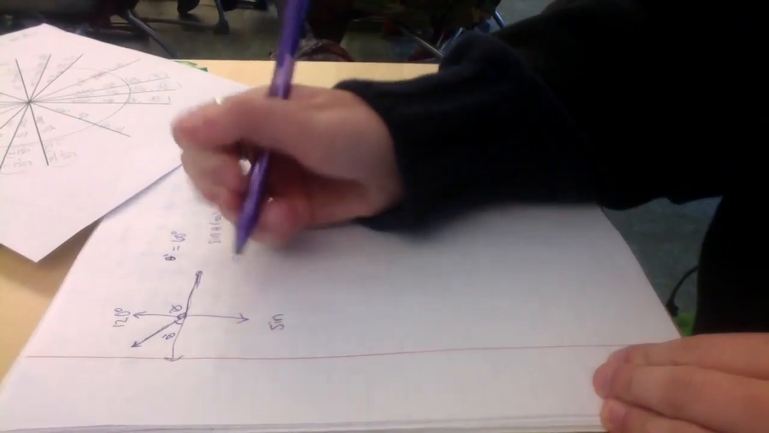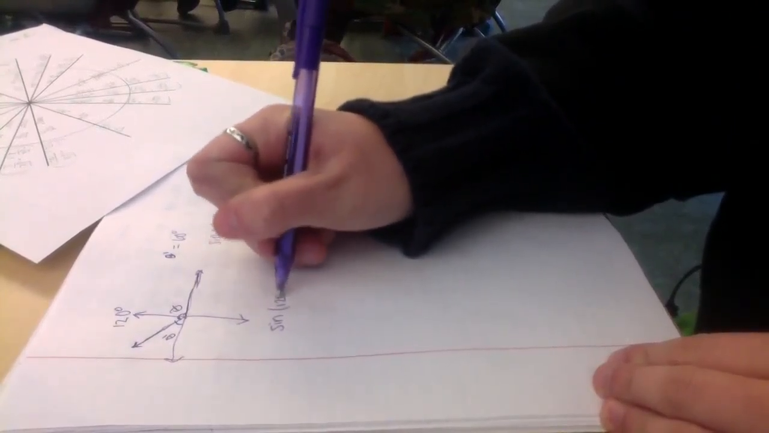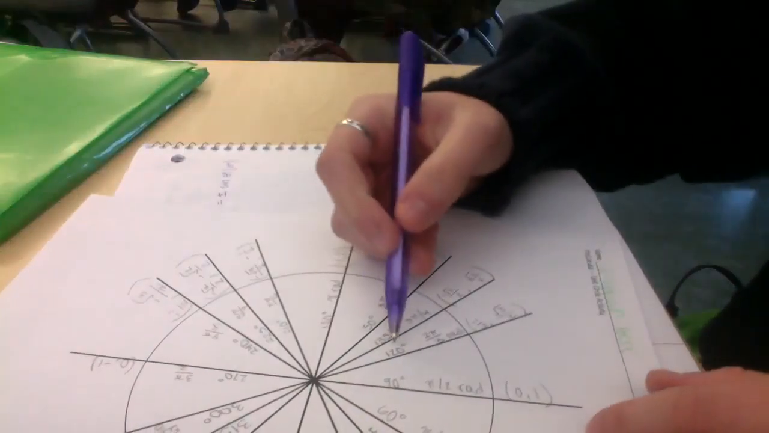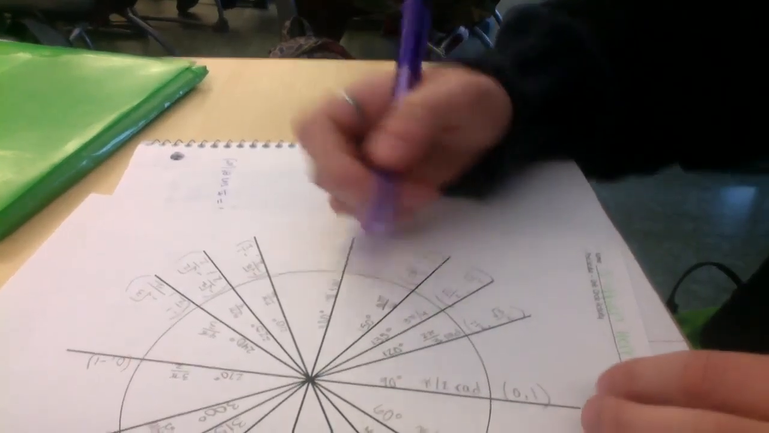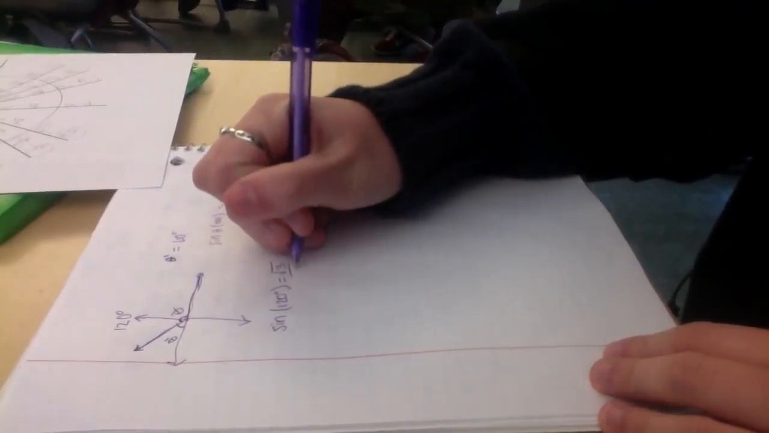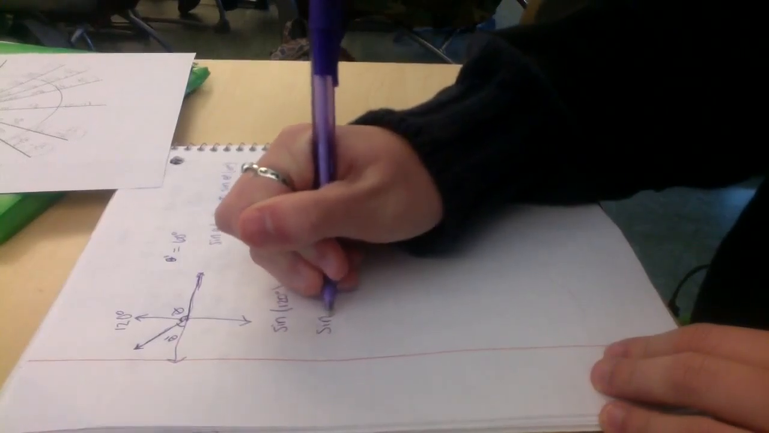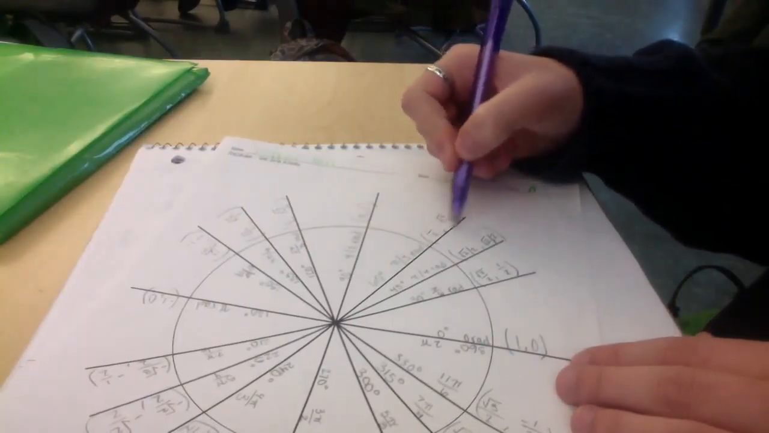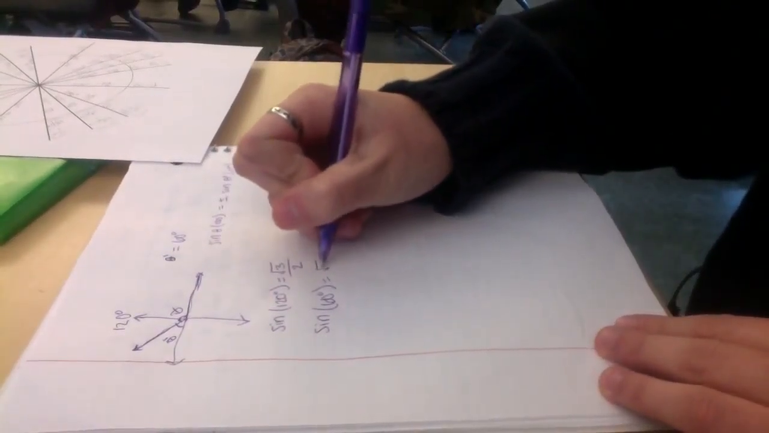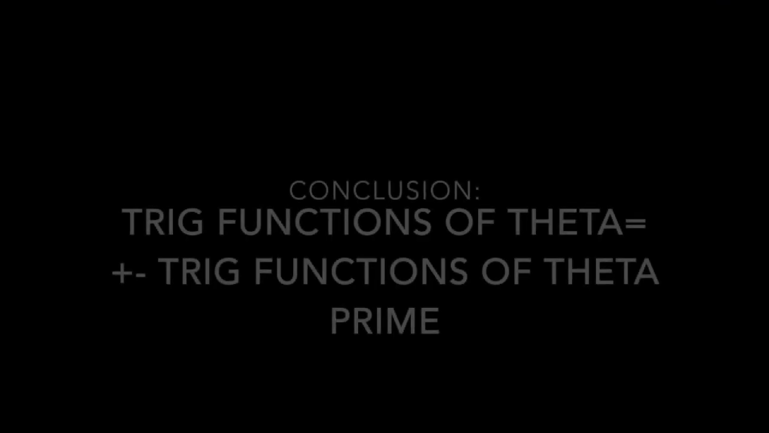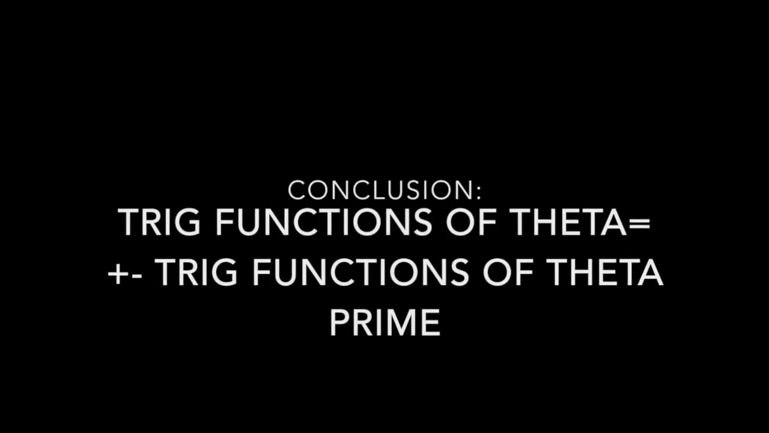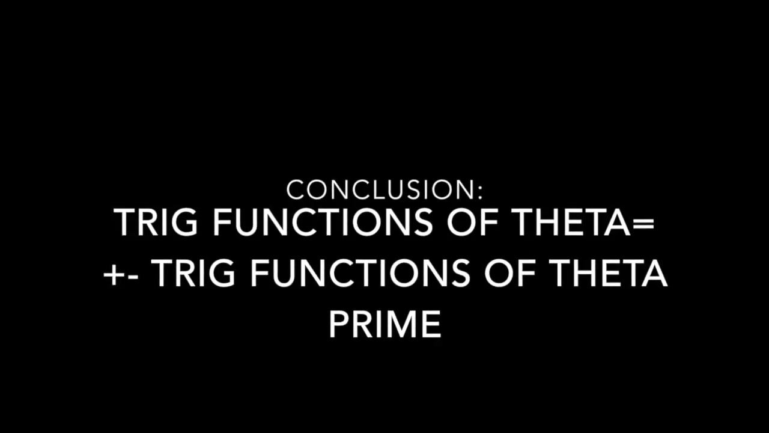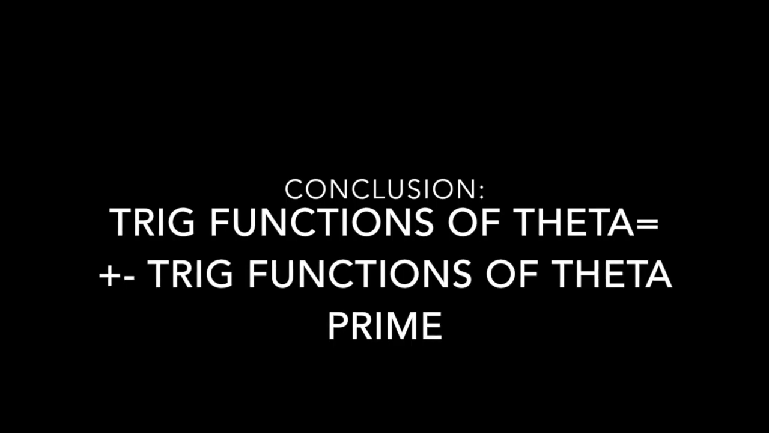Using the unit circle, we can find the sine, or the y value, of 120 degrees. So looking on the unit circle, you can see that it is root 3 over 2. Okay, now we're going to find the sine of 60 degrees. So we look on the unit circle, and the sine is also root 3 over 2 for 60 degrees, which proves that trig functions of theta are equal to plus or minus trig functions of theta prime.